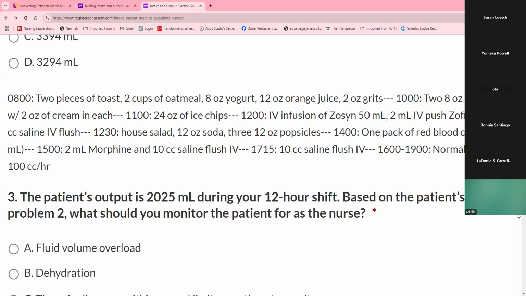250 mLs of red packed blood cells. Then we have another 2 mLs of morphine. 10 cc's is 10 mLs. So 10 mLs of saline, 10 mLs of saline. And then from 1600 to 1900, which is 3 hours, right? 16 to 17, 17 to 18, 18 to 19. So for 3 hours, we have an IV going at 100 mLs an hour. So 100 mLs an hour times 3 hours.